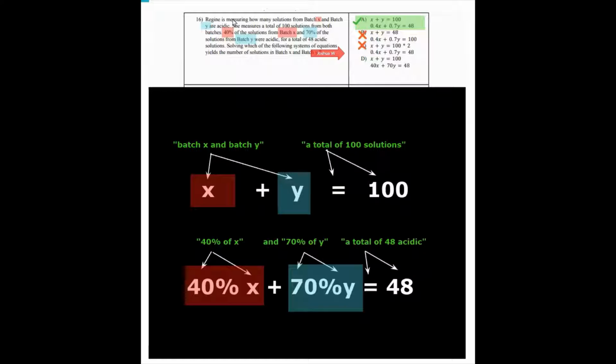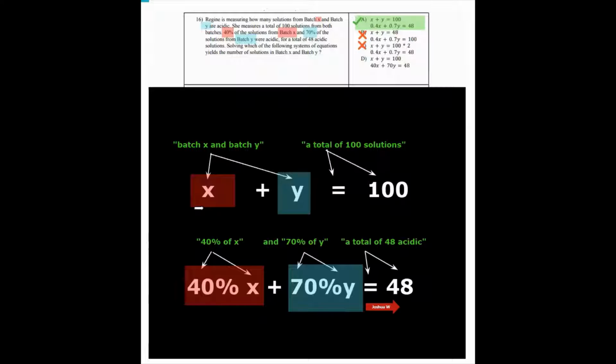Then here I used a red and blue highlighter to follow the different batches. So 40% of batch X and 70% of the solutions for batch Y, of those solution mixes, 40% of them and 70% of this group were a total of 48 solutions that turned out to be acidic. So we set up 40% times X plus 70% times Y equals 48.